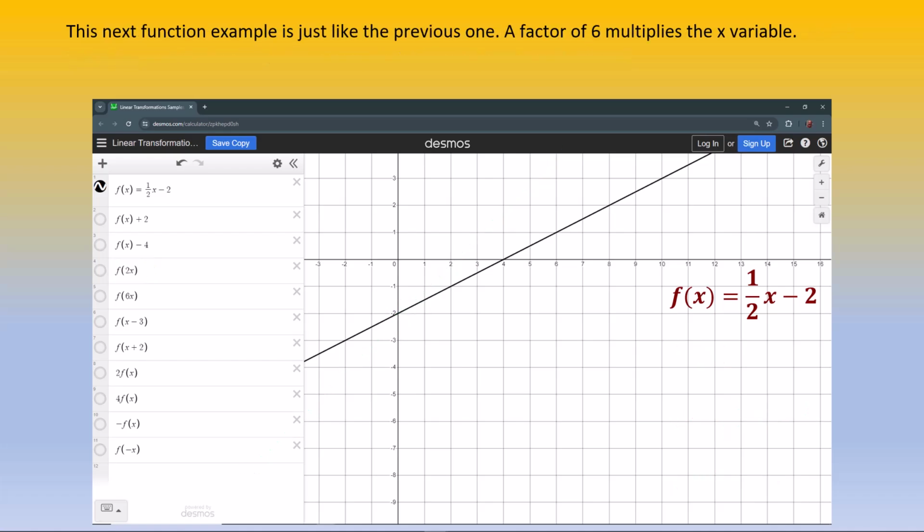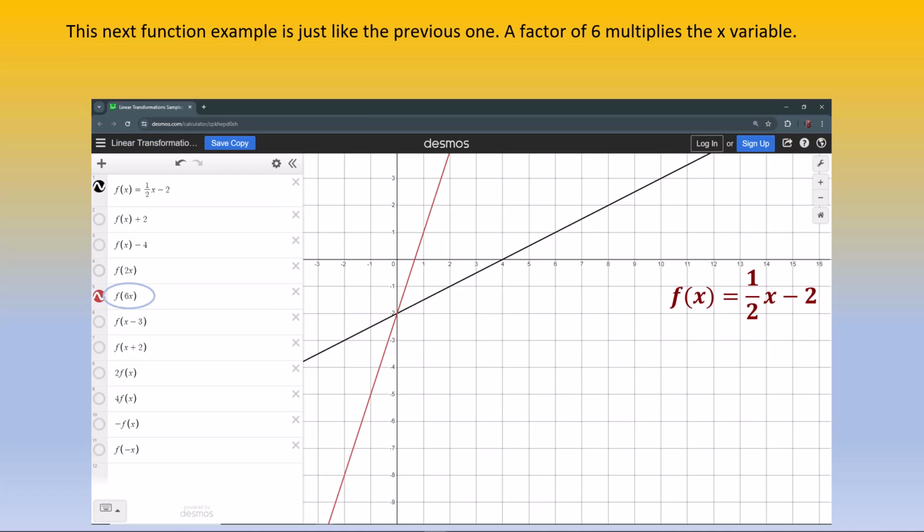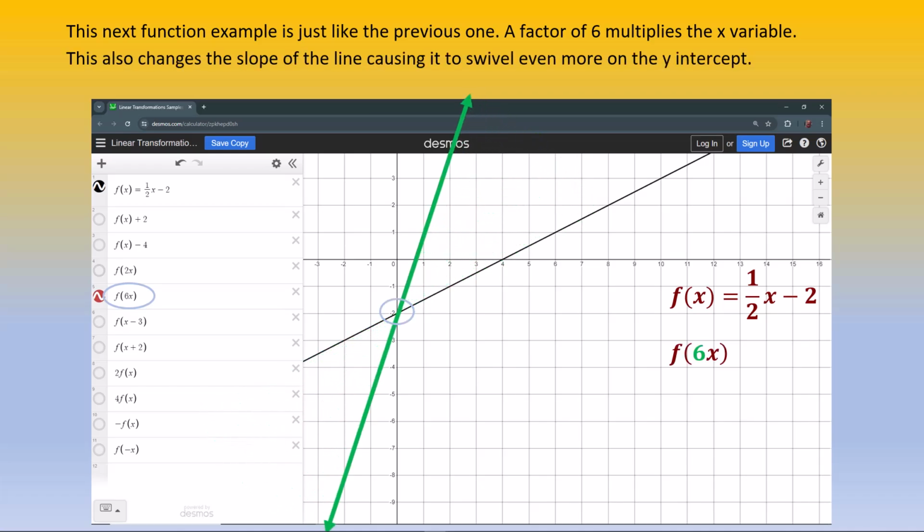This next function example is just like the previous one. A factor of 6 multiplies the x variable. This also changes the slope of the line to 3, causing it to swivel even more. Applying this factor to the equation multiplies the old slope, 1 over 2, by 6, creating a new slope of 3. Again, the y-intercept doesn't change.